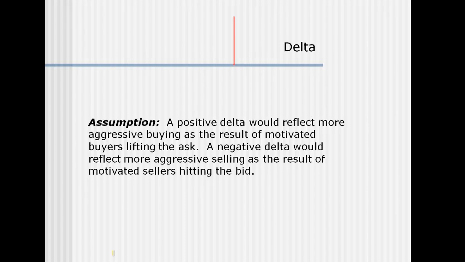So again, the assumption is a positive delta would reflect more aggressive buying as the result of motivated buyers lifting the ask. Now here we add another dimension, this idea of lifting the ask. So if I see a positive delta and I see that the ask is being lifted in the overflow, that's a whole different scenario. That may not always be happening, that may not necessarily be the case. But if I see that, then that assumption would hold true, that those in fact are buyers.